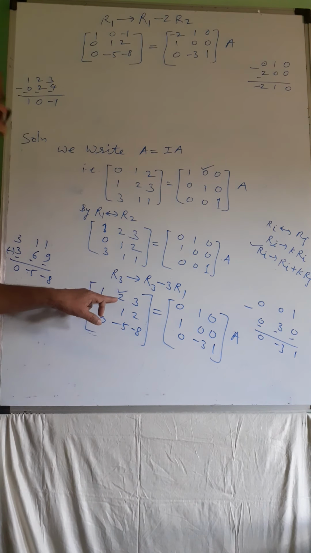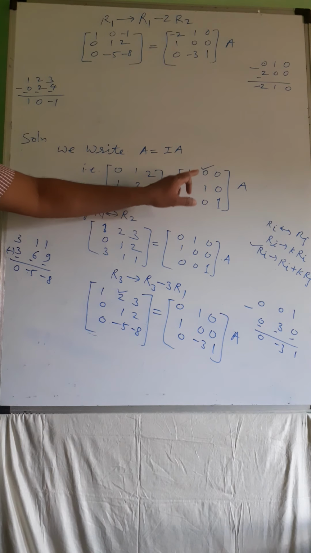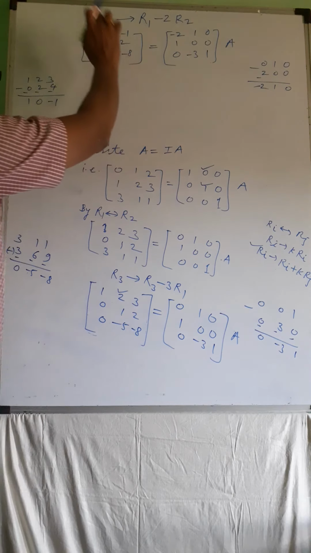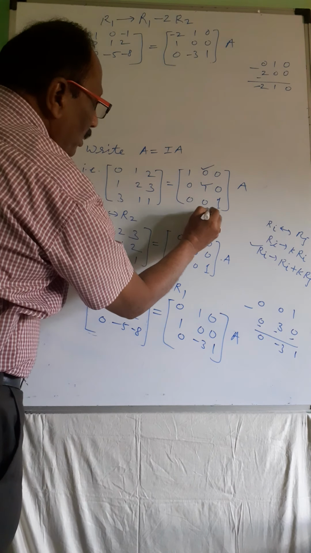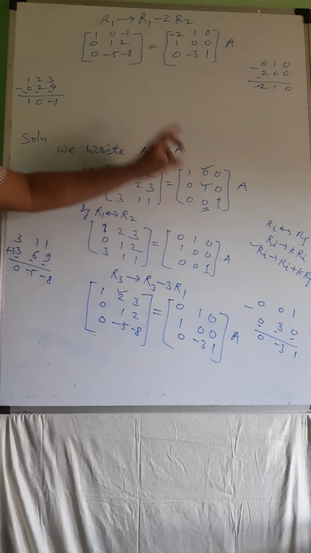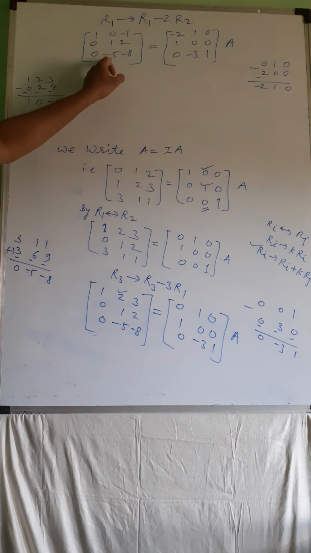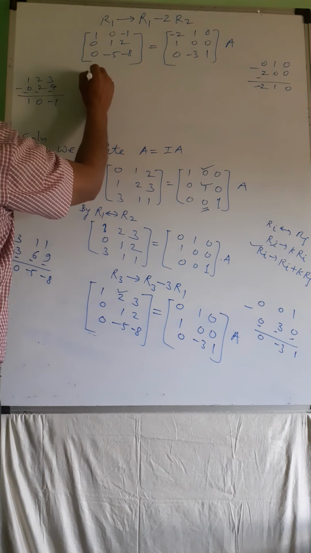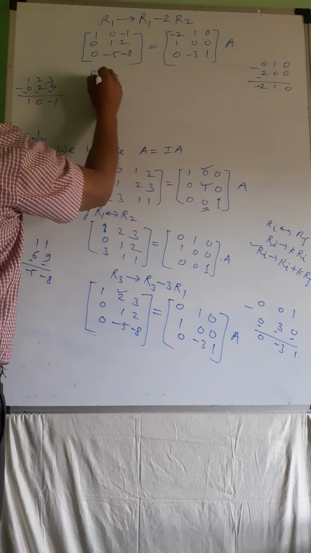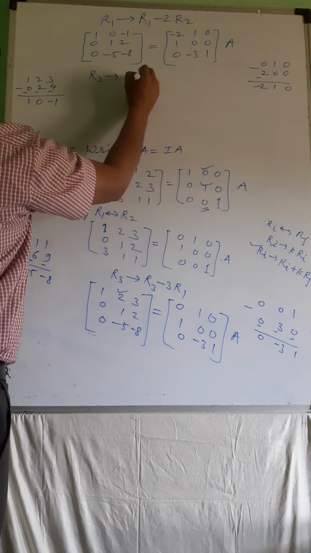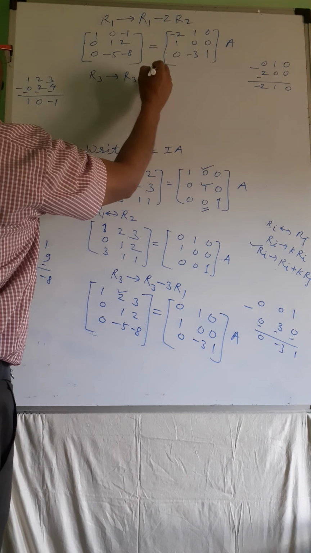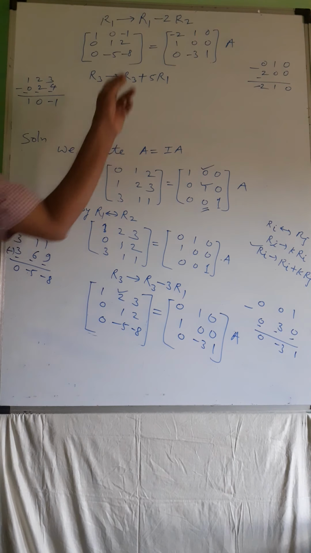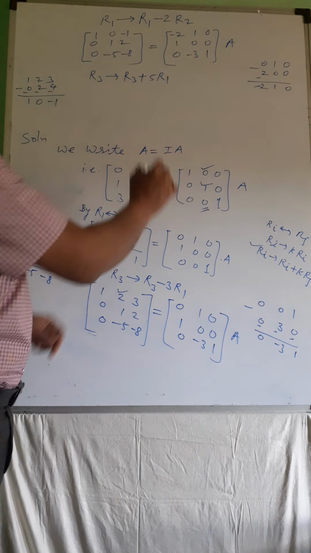It is 2, we got here 0, after 0 we got 1 also, 1 is there. Here what we want? 0. At this place we want 0, means it is minus 5. Minus 5 means what we have to do? R3 will change to R3 plus 5 times R1. R3 changes to R3 plus 5 times R1.